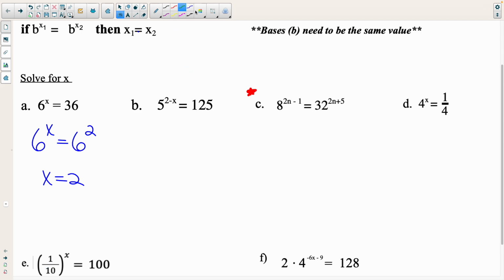Okay, so letter B, again, you're always taking the bigger one and making it smaller, because otherwise you'd be adding an element into the problem that wasn't there. So I can rewrite 125 as 5 cubed. Now that the bases are the same, I can just set the exponents equal, and then solve the one or two step equation. This would be 2.